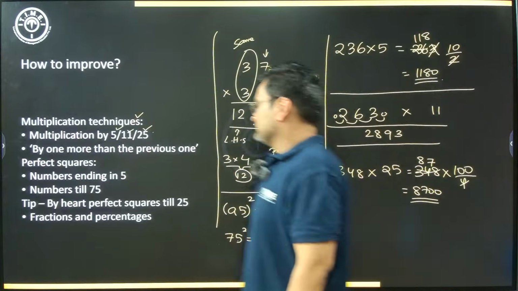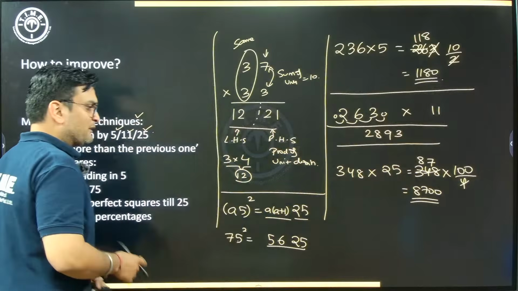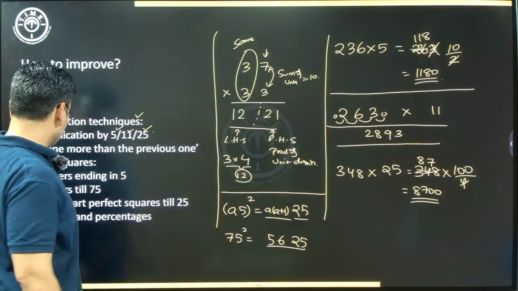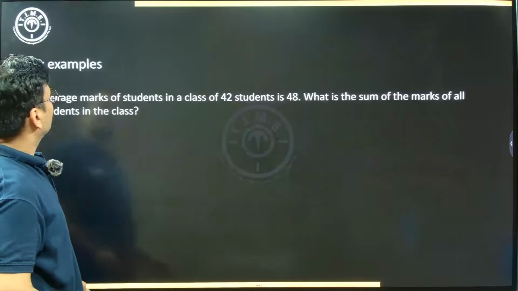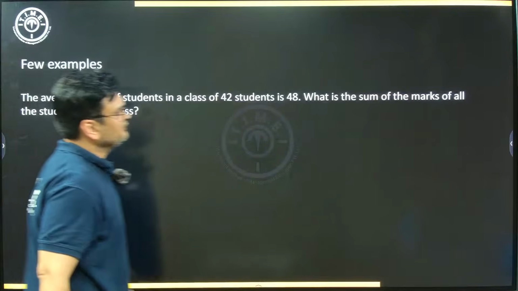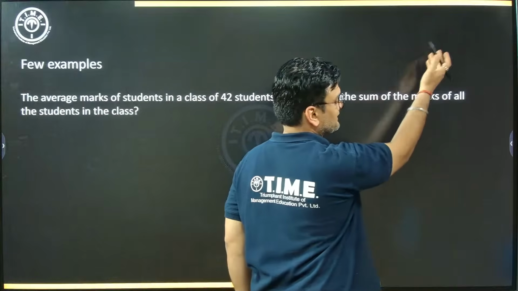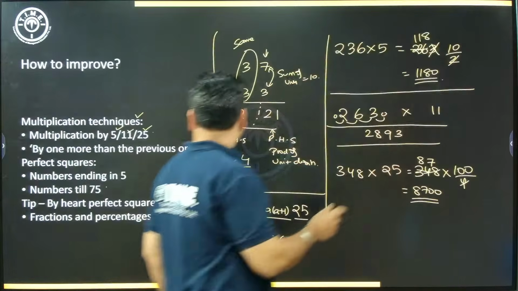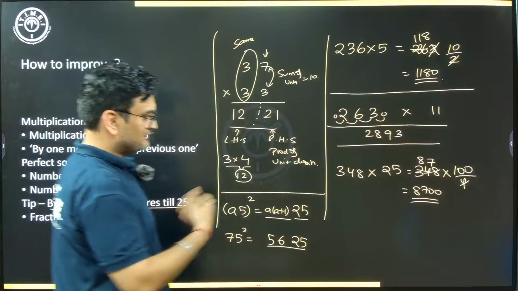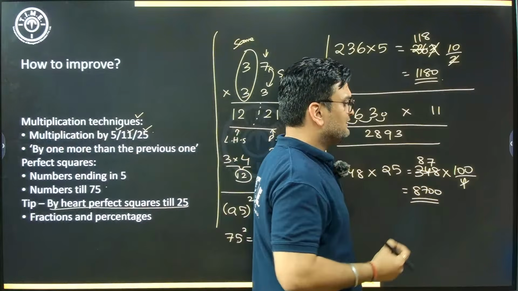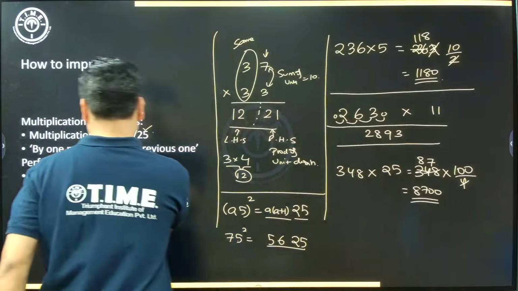Okay, so there's a method that we have for perfect squares till 75 also, right? Let me just quickly share this and then we'll move on to the next set of questions. So, perfect squares till 75. The tip is please learn by heart the perfect squares till 25. Don't ignore that. That's very important as far as this method is concerned.